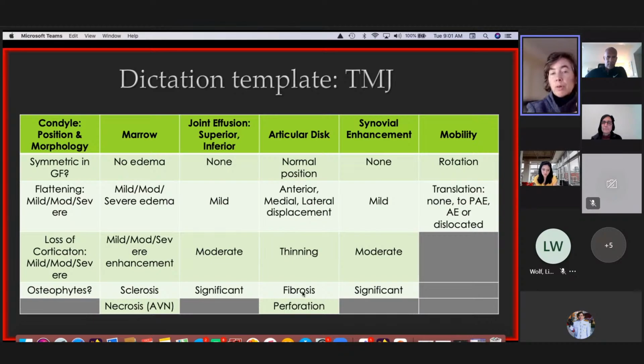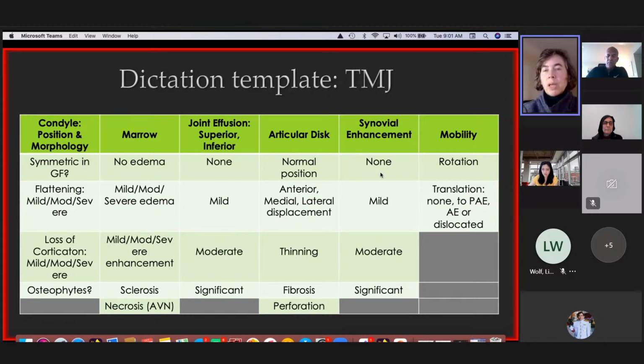Is there thinning? Is there fibrosis? Is there perforation? With fibrosis, typically we're seeing an increase in the T1 signal. And sometimes what we see, and this is something that Doctors Matthews and Ballinger and I have all talked about, is that the intermediate zone will get really, really thin, less than a millimeter. That really is a very thinned articular disc.